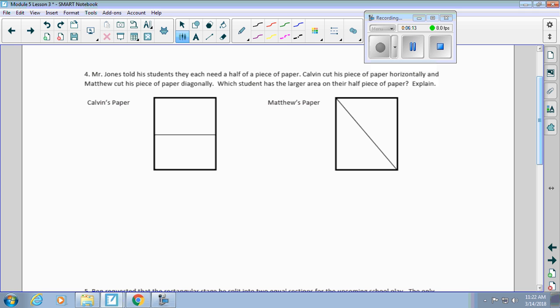Go ahead, Tori. Because he didn't say how to cut it in half, he just said to cut it in half. So you're saying that both of those papers do represent half. Yes, you are correct.